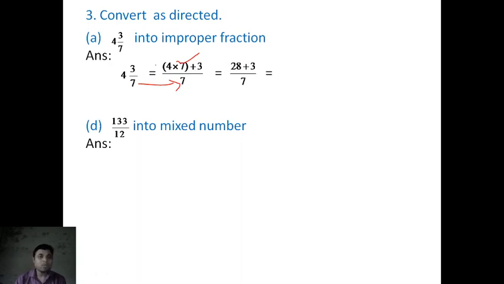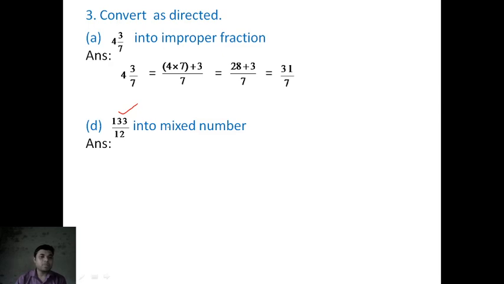Now do this multiplication, 28 plus 3, and no change in denominator. Now do this addition, it will be 31 by 7. Look, this is a mixed number, we are changing it into an improper fraction. Is it clear? Okay, come to the next.